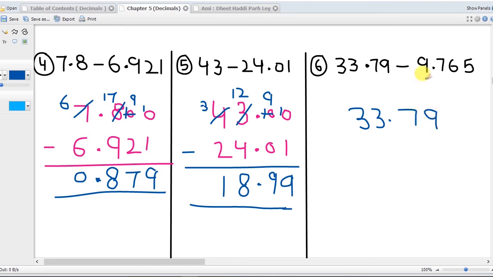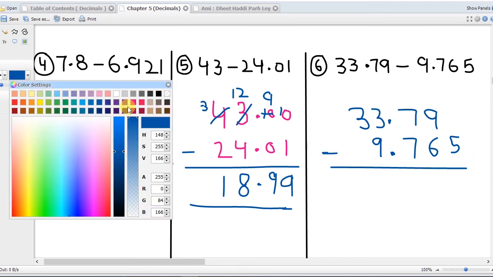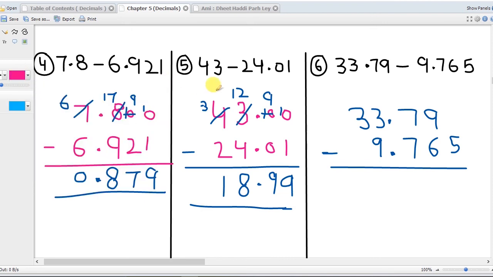33.79, take away 9.7. So put the decimal point first. This will help you to write the remaining numbers in their right place values. So 9 here, 7, 6, 5. I forgot to change the color. Okay, it's okay. Now fill the gap with the zeros. So 0 here and 0 here. Now we are good to go. Simply take away these numbers.